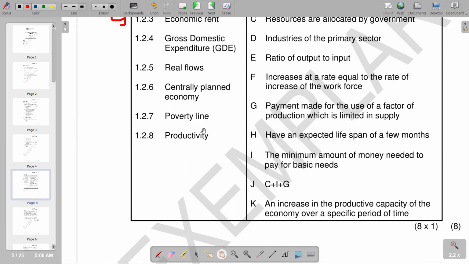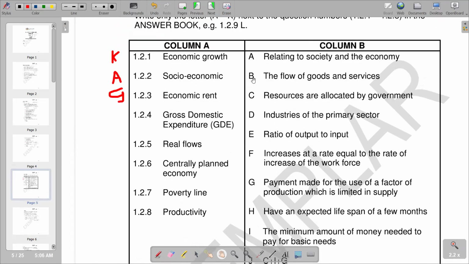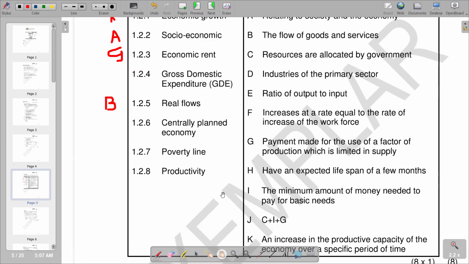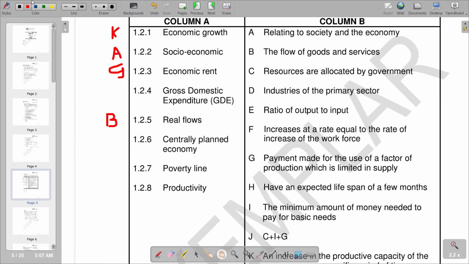Then we go to real flows, which are associated with goods and services. So we go to B, which says the flows of goods and services. So on real flows, we have B. Then we've got 1.2.4, which we have identified as J. So we can indicate J on 1.2.4.